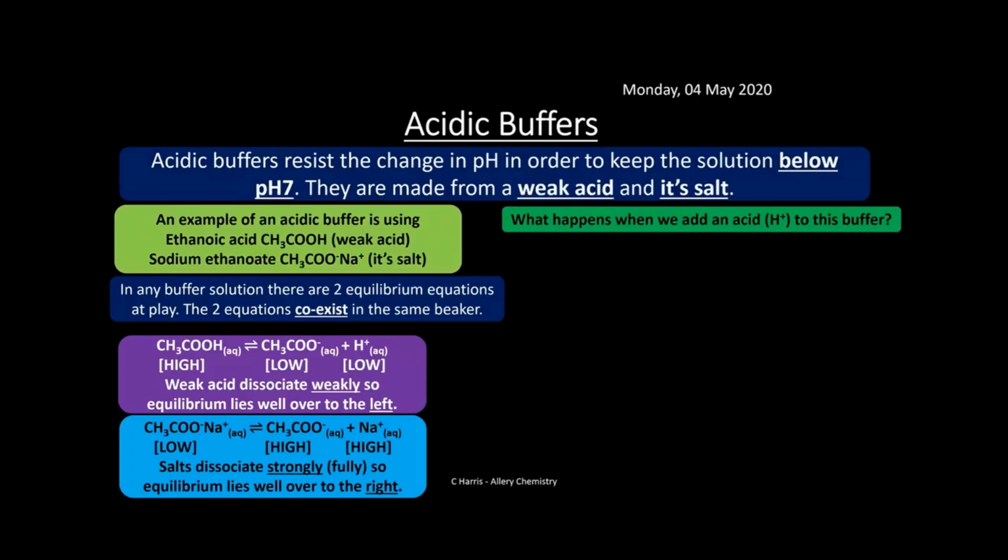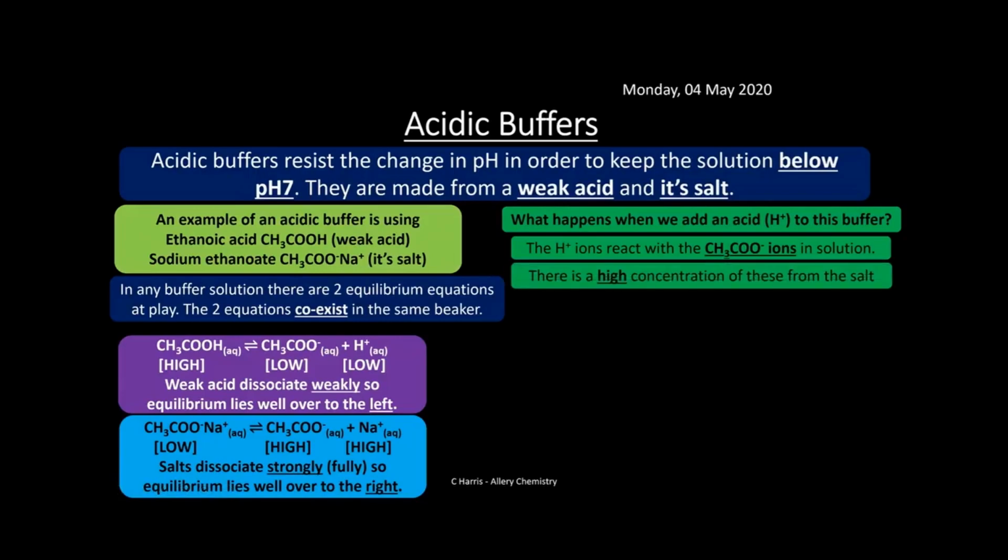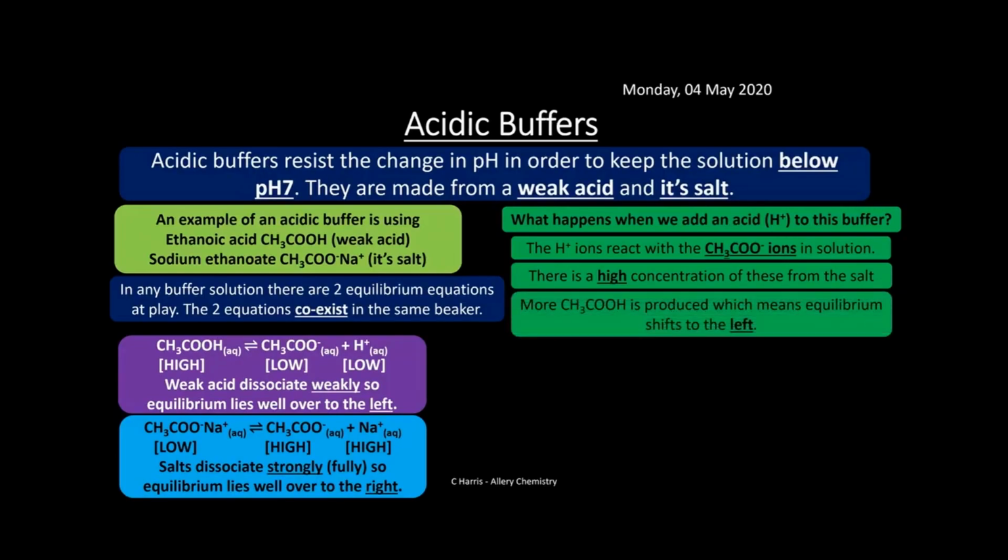So what happens when we add an acid to this buffer? An acid's H+, remember. So the H+ ions will react with the CH3COO- ions in solution. Why do they do that? Because positives will react with negative ions. And we do have CH3COO- ions. We've got them here. Thankfully, we've got an abundance of them as well. We've got a salt that produced loads of these ions, so that's fine. So we can add loads of H+ ions, and there are loads of CH3COO- ions in there.